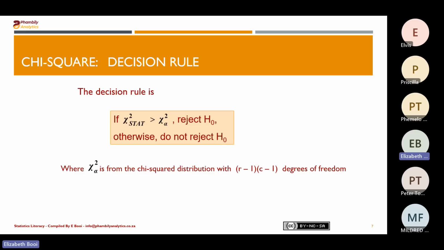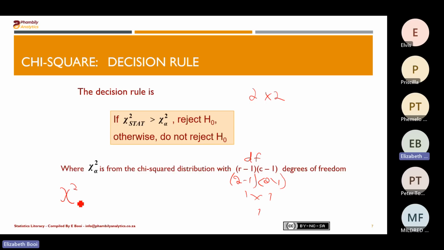For the chi-square test, that's when you're going to use the number of rows and columns. If your contingency table is a 2 by 2 table, then you have 2 rows and 2 columns. Your degrees of freedom would be 2 minus 1 for the rows, times 2 minus 1 for the columns. That will be 1 times 1, which equals 1. And that will be your degrees of freedom.